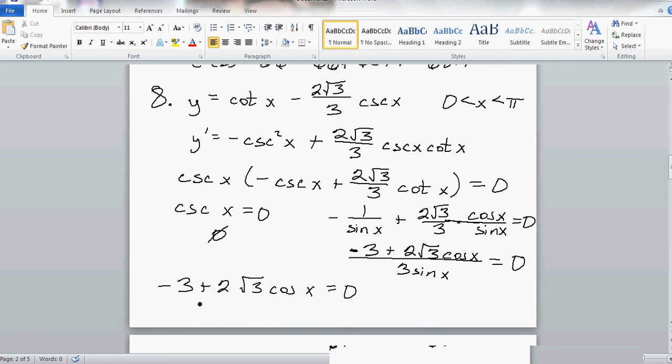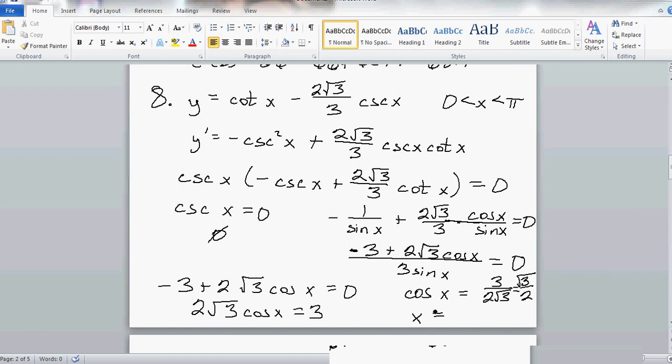Add 3 to both sides. 2 root 3 cosine x equals 3. Divide both sides by 2 root 3. So the cosine of x will equal 3 over 2 root 3. To help us out, we're going to rationalize. This would be 3 root 3 over 6, or root 3 over 2, which is really nice because then it's a whole lot easier to say, I know what cosine is. Cosine equaling root 3 over 2, somewhere between 0 and pi.